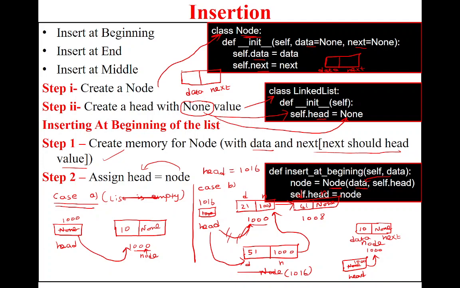Case B also: in this case, first we are creating the node with the head value. What is the head value? Initially 1000 will be assigned over here. And we are giving head equal to node. This head equal to node, the newly created node, this address 1016 is given.